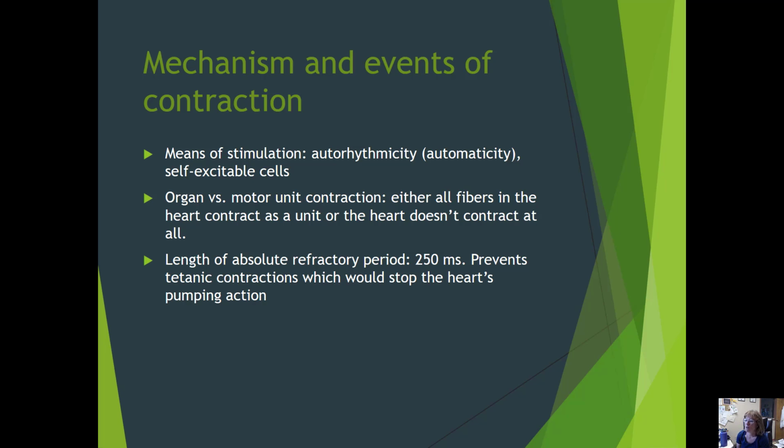Because of the intercalated discs and the gap junctions, the heart muscle tissue contracts as an organ instead of like a motor unit that we see in skeletal muscle tissue. So either all of the fibers of the heart are going to contract as a unit, so the atria will contract simultaneously and then the ventricles will contract simultaneously, or the heart's not going to contract at all. If we do have individual portions of the heart contracting at their own rates, then we have fibrillation, and fibrillation will end up not pumping blood through your body and you'll die.